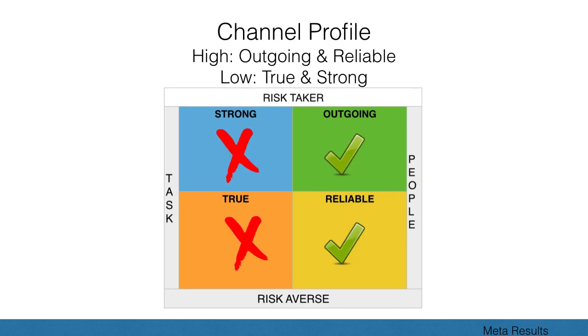The next one is the channel profile. Here, you're going to be high on outgoing and reliable. You're people oriented, and that's what makes you tick, and less task oriented. So you're not on the left side, you're more on the right side, and that's the channel profile.